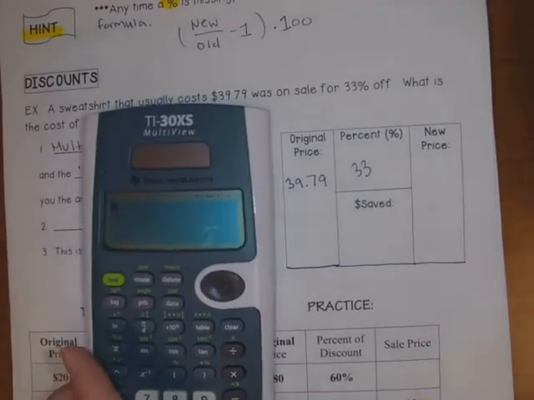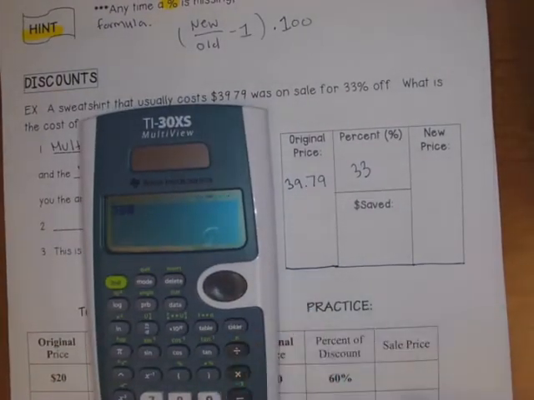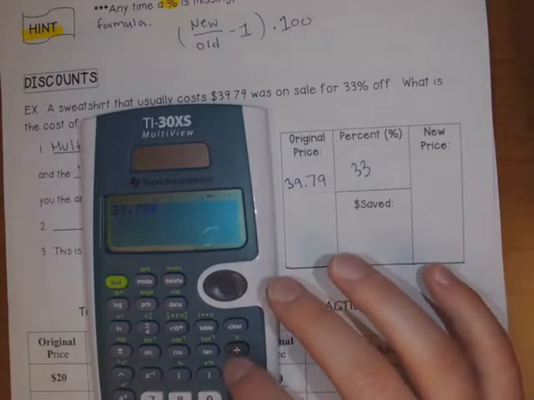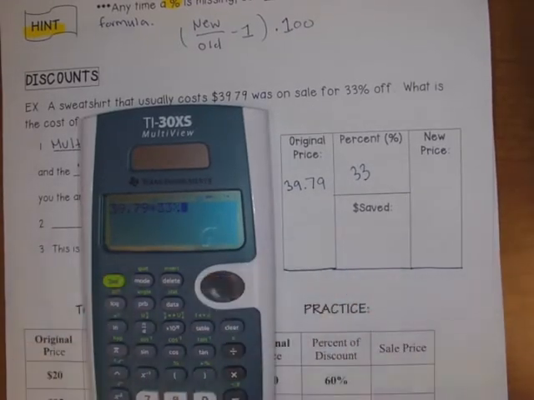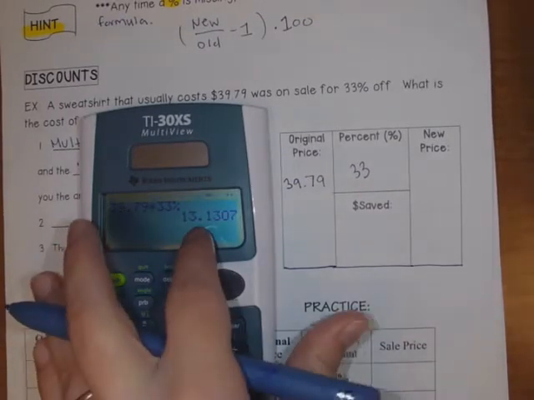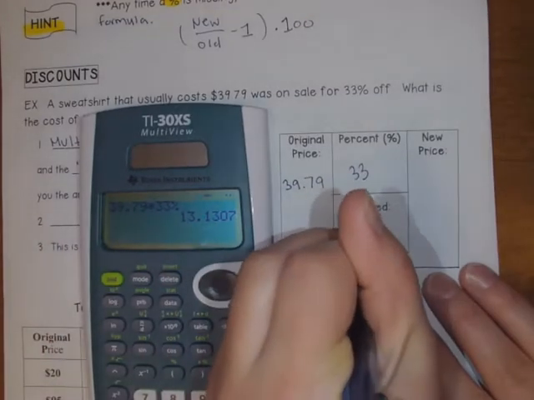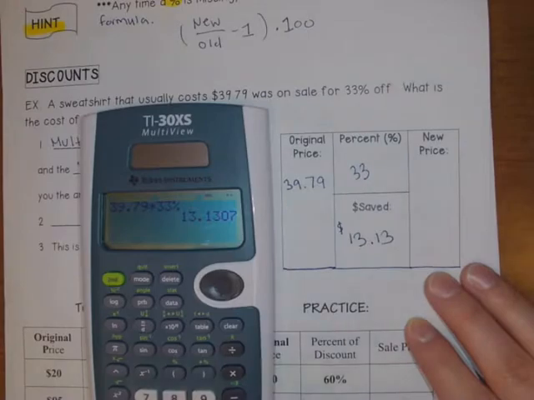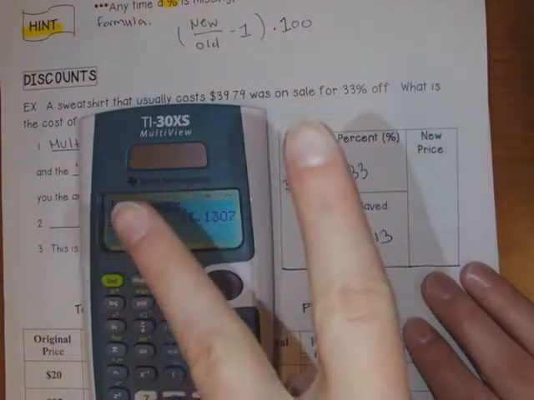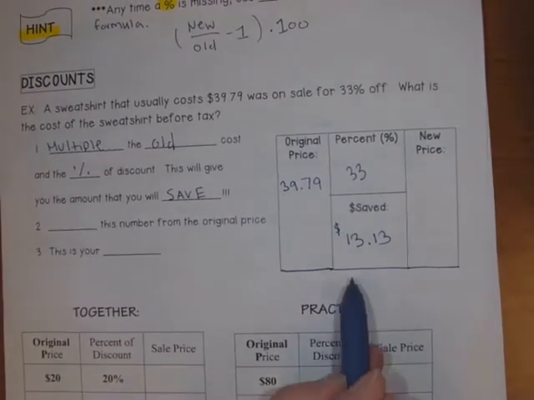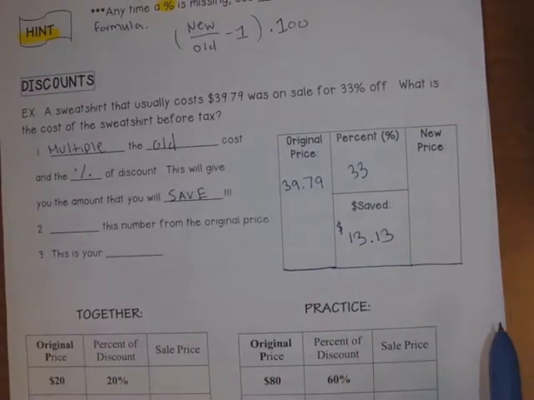Okay? So you have 39.79 times 33%. Do not forget the percent sign. So you're going to save $13.13. Two decimal places. Okay, so that's how much you are saving.